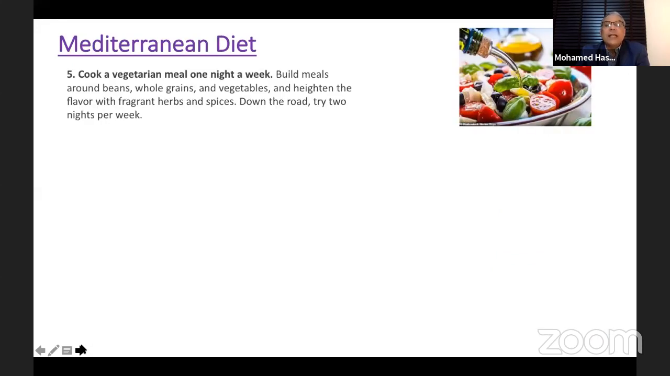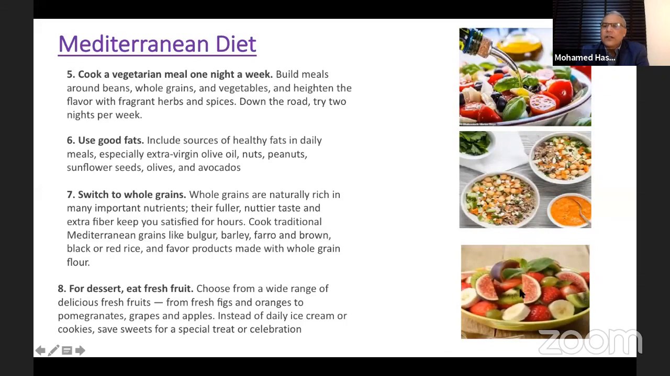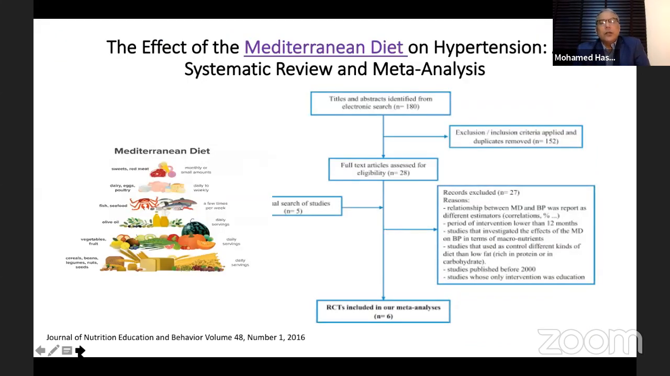A vegetarian meal at least once a week, and using good fats such as olive oil and other types of sunflower oil and other oils such as in avocados and nuts, and switching to whole grains as well. The whole grain for bread, the hummus, lentils, and so forth. And finally, for desserts, we need to think of fruits as a replacement to classic ice creams and savory cakes and biscuits. So what is the evidence for the benefit for the Mediterranean diet?